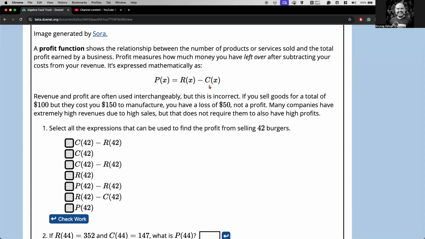Negative 300 is my profit. So I do get profit. It's just negative. It means I lost money. I lost $300. Fair?